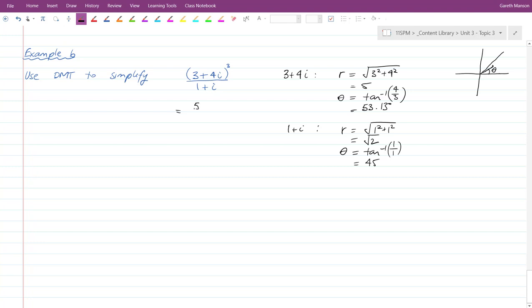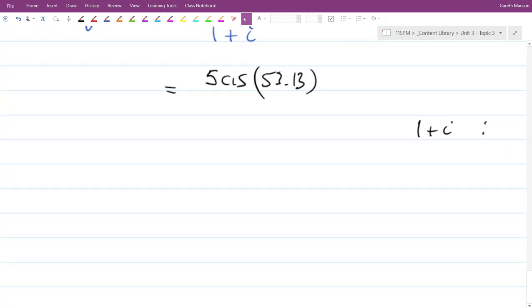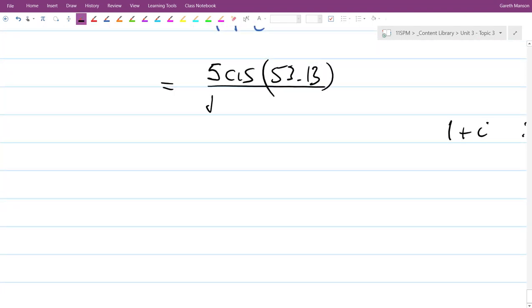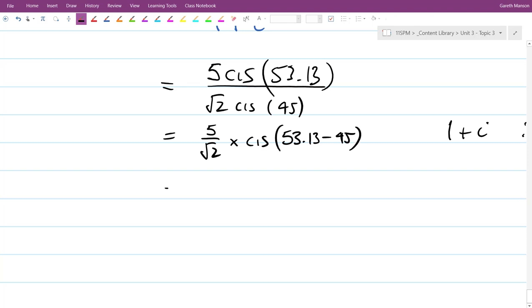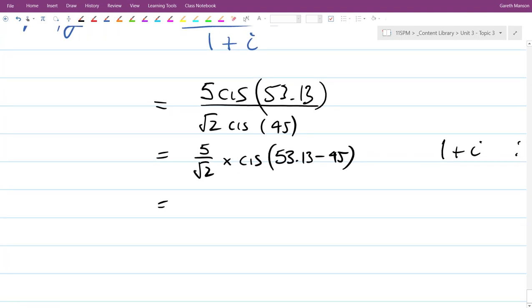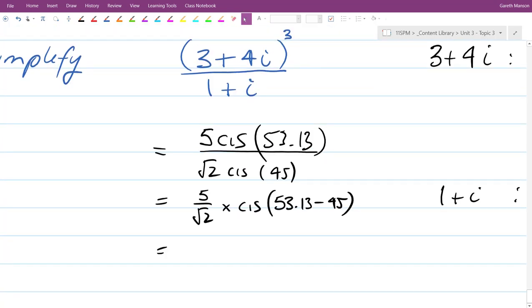And now I've got this as my calculation. I need to calculate 5 cis 53.13, that's pretty poorly written, I might just zoom in a bit there, over root 2 cis 45, and that simplification happens like this. It's 5 over root 2 times cis 53.13 minus 45. We subtract those. 5 over root 2, I multiply top and bottom by root 2 to rationalise my denominator. Sorry? Oh, it is 2. Yeah, sorry, you're right. That's cubed. Ignore me.